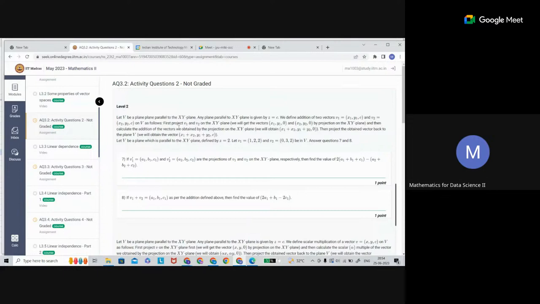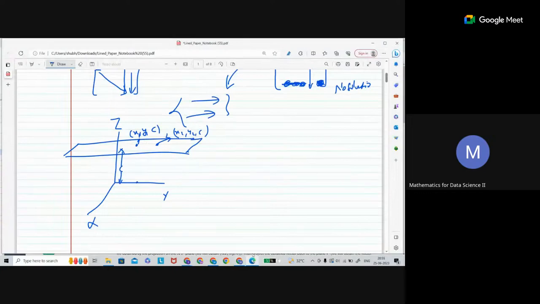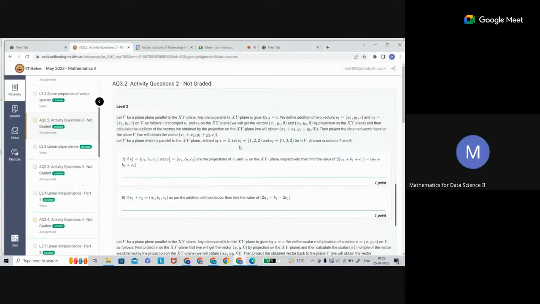How is the operation defined? You can project these planes onto the XY plane because they are parallel. This is called projection. Let's say these are V1 and V2. The projection of V1 is X1, Y1, 0. The projection of V2 is X2, Y2, and 0, because C goes away. You project from the roof onto the floor. Okay? Yes, sir. Now do the operation as you used to do, coordinate-wise.